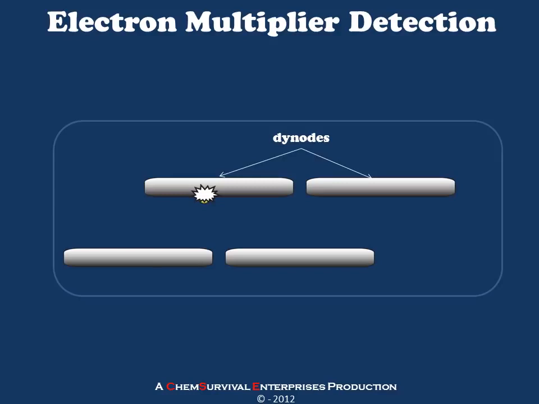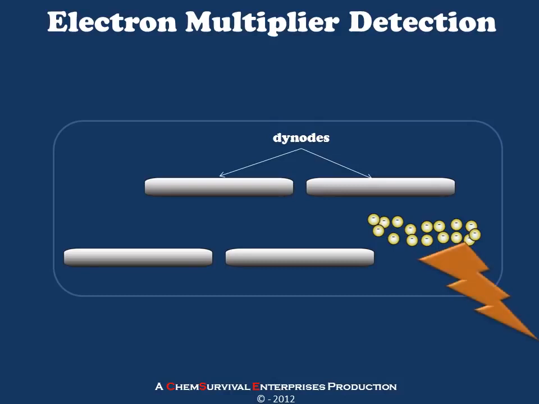Now in this case, we're going to produce 3 electrons per impact. So our 3 electrons move to the next dynode where there's a new impact, which creates 3 more per electron, for a total of 9. And then a new set of impacts creates even more. And very quickly, a measurable amount of current is generated.